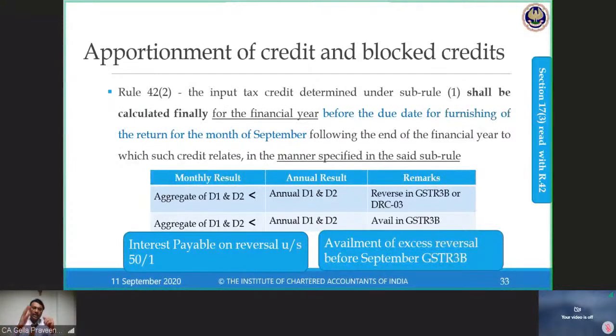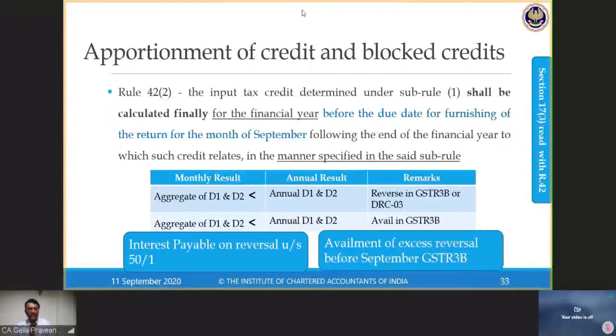What is the time limit? On or before September of the subsequent financial year. So when we are talking this activity for financial year 19-20, I do this entire activity for financial year 19-20. I have derived and I say, sir, I have reversed 120 instead of reversing 100 rupees. So that excess 20, you can take input tax credit. April till September, whenever you are filing your GSTR 3B, please avail back that input tax credit. That is what they are talking about, your excess reversal.